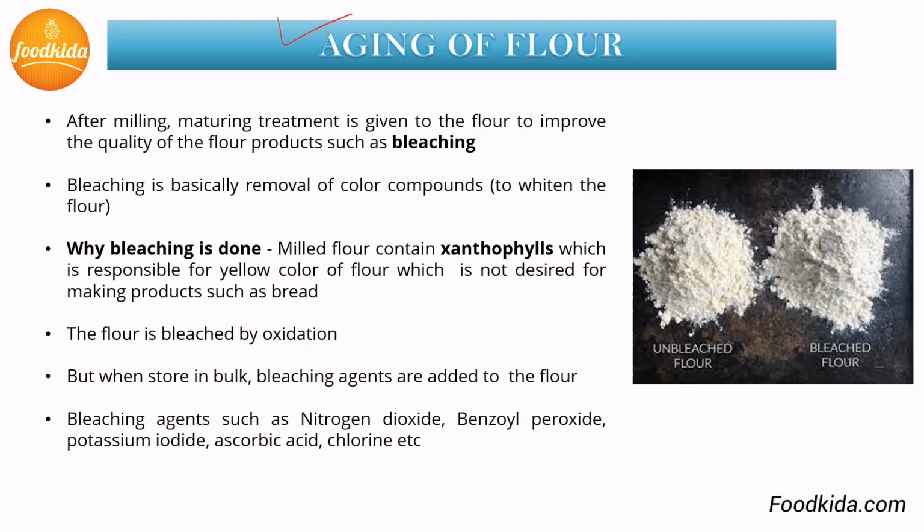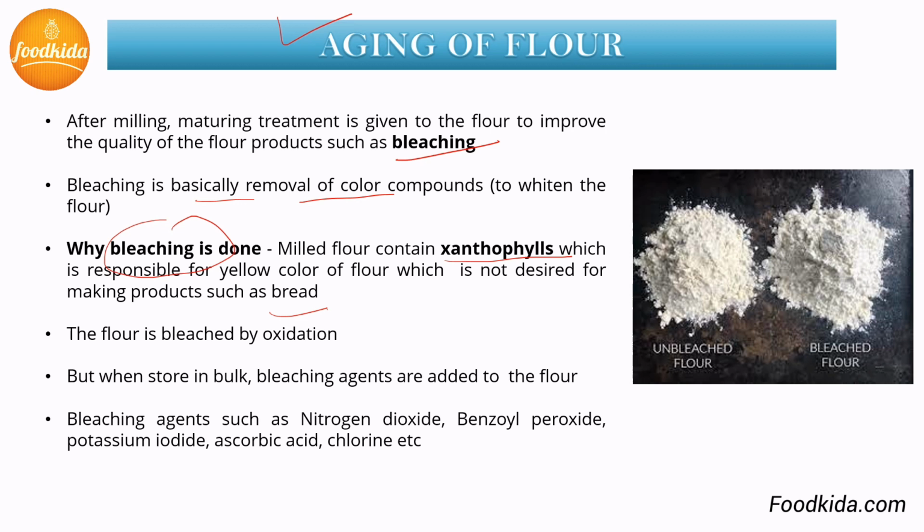Once the flour is obtained after milling, a maturing treatment is given to improve the quality of flour products, such as bleaching. What bleaching basically is, is the removal of colored compounds which whitens the flour. Now the question is why bleaching is done. As milled flour contains xanthophylls, which are responsible for the yellow color of flour and which is not desired for making products such as bread, bleaching is done.